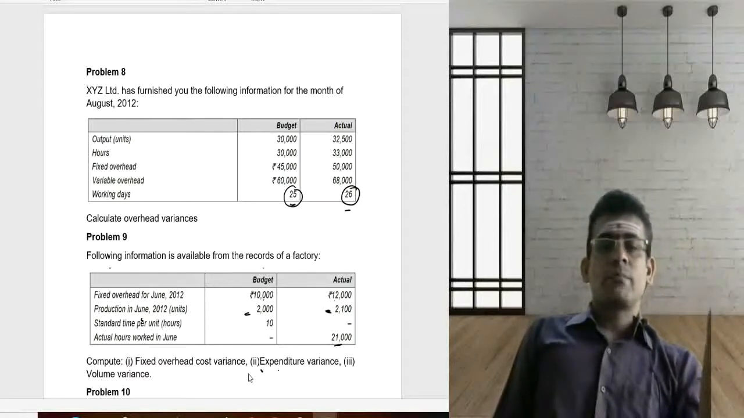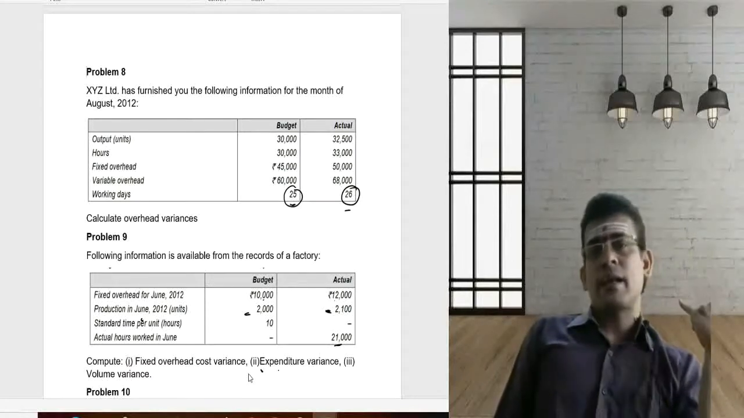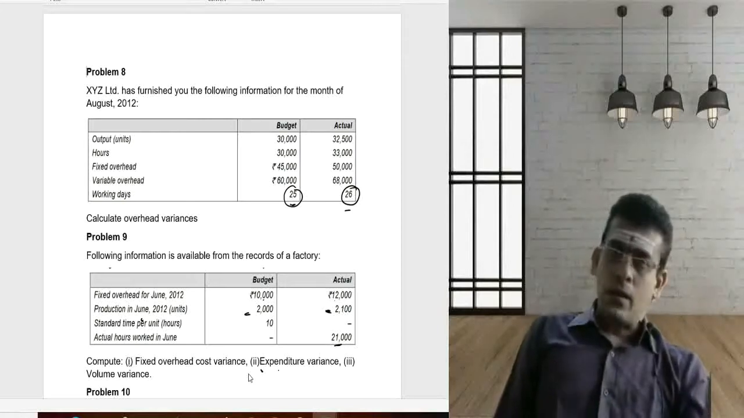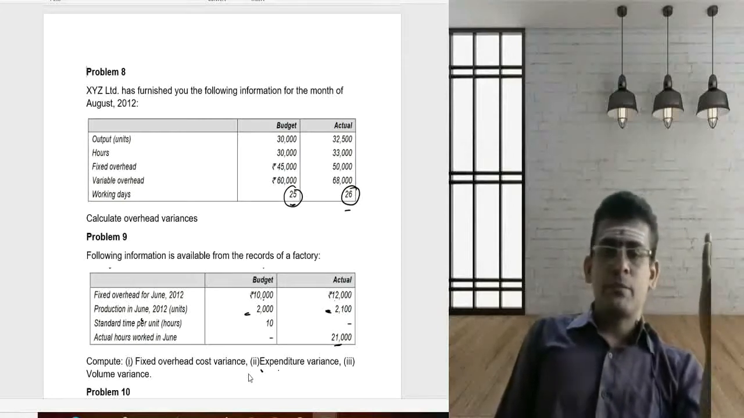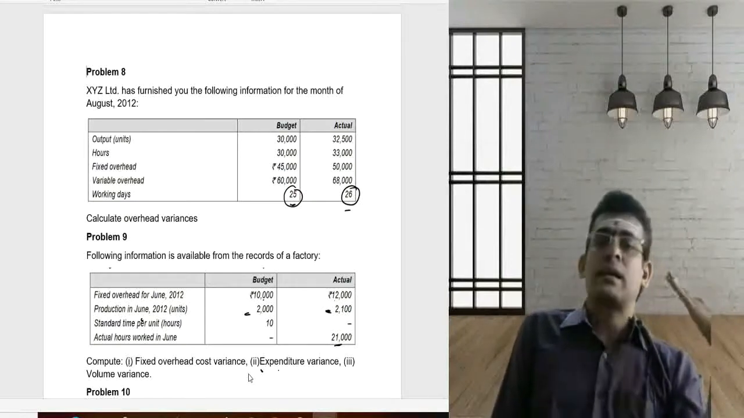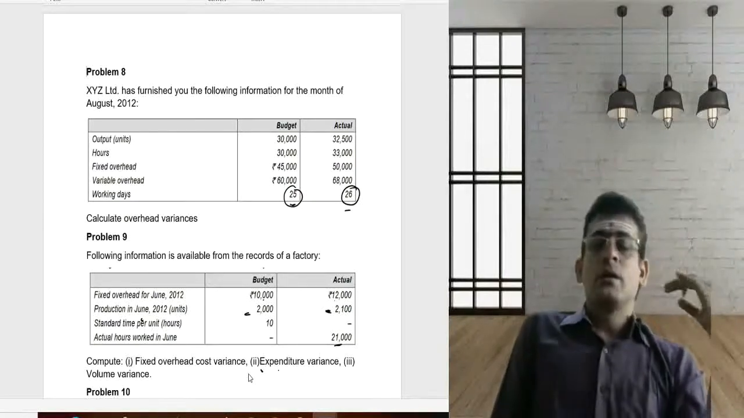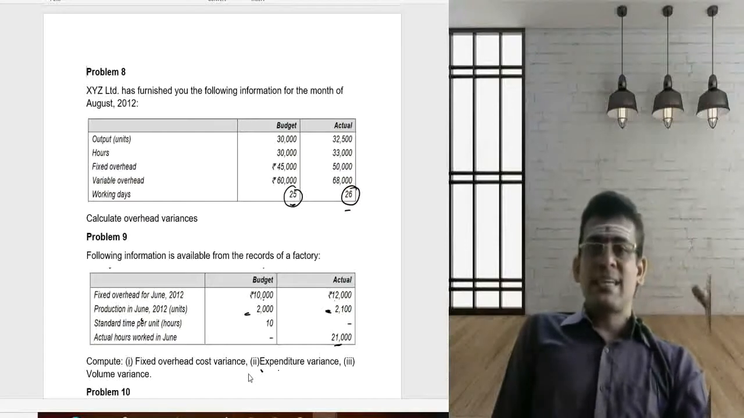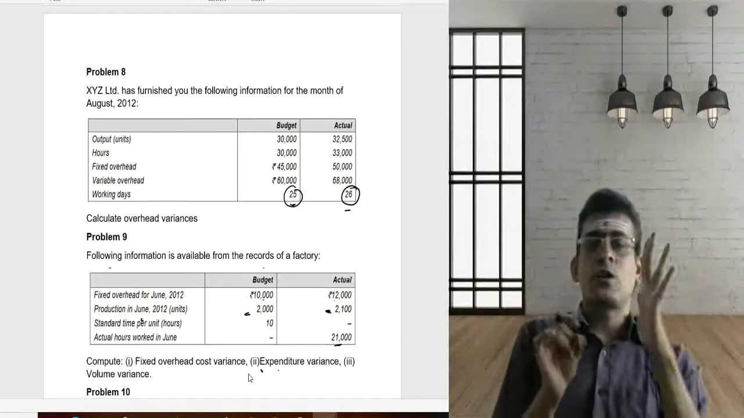You need to calculate cost variance, expenditure variance, volume variance, efficiency, capacity, and also calendar. So in total, 6 variances you are supposed to calculate.